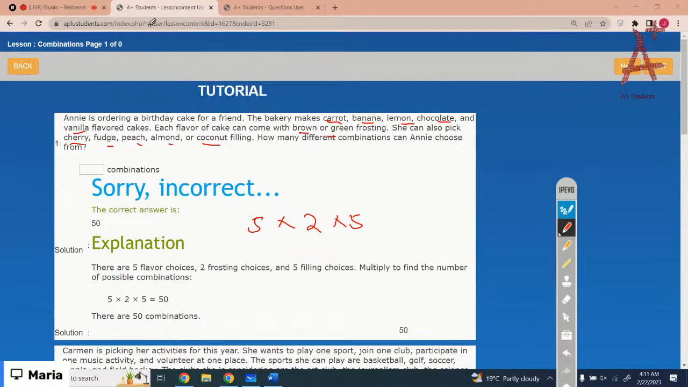Got it? So you have to multiply all the numbers. They are 5 times 2 is 10 and 10 times 5 is 50. That means there are total 50 combinations you can make from five flavors, two frostings, and five fillings. Got it?